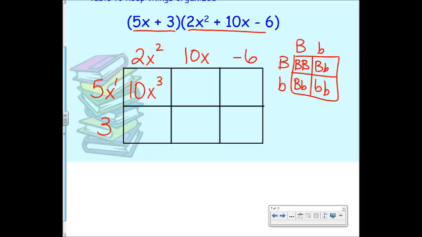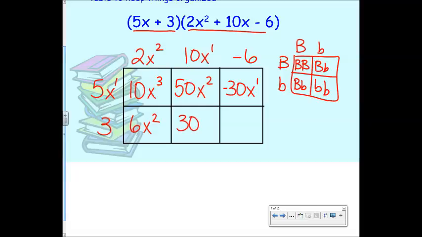Okay, what about this box? 50x squared, because you're multiplying the 10 and the 5. Is everybody seeing which terms we should be multiplying for each of the boxes? Okay, so then this box would be the negative 6 and the 5x to the 1, so what would that give us? Good. What about this box? And this box? Okay, negative 18. 6 times 3 is 18, and it's a negative 6, so it's negative.